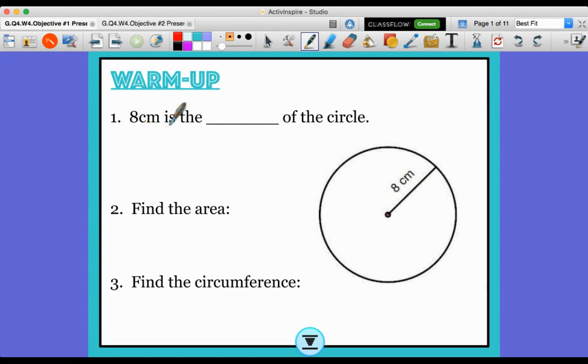8 centimeters is the what of the circle. In this spot, I'm looking for a term, or a vocabulary word. What does the 8 centimeters represent? Oh, well, that's the radius, right? That's the distance from the center to any point on the circle.